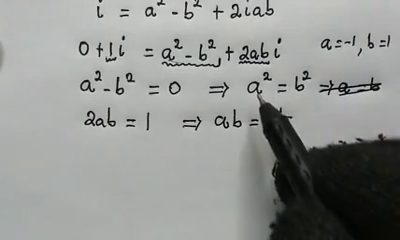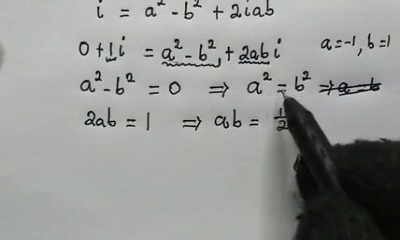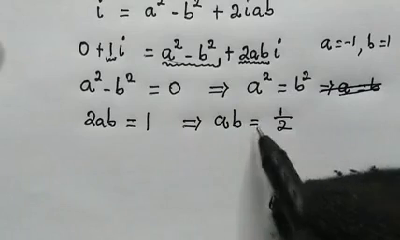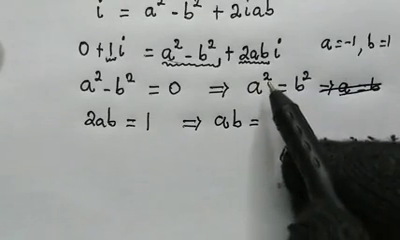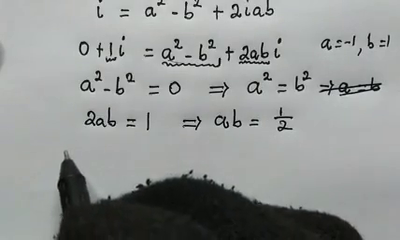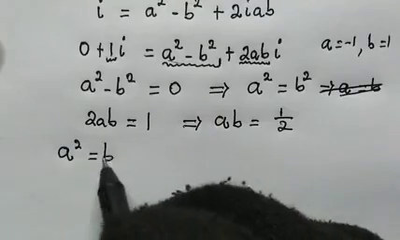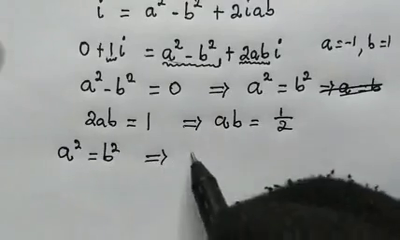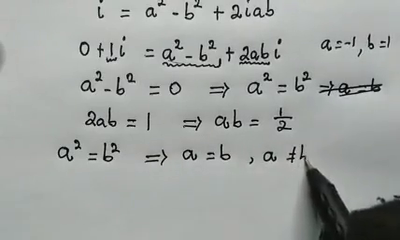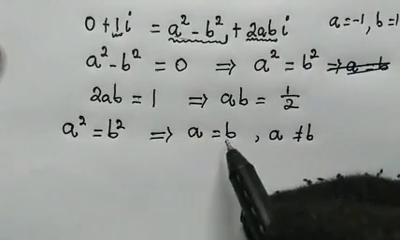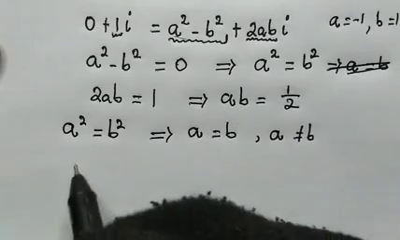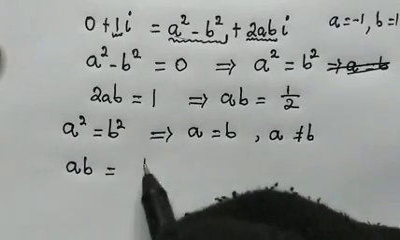Okay, so let us continue from where we stopped. So a squared is equal to b squared, and we have a times b is equal to 1/2. There is something really cool we're going to do here. If a squared is equal to b squared, then we have some cases where a will be equal to b, and some cases where a will not be equal to b. So let's use the case where a is equal to b.